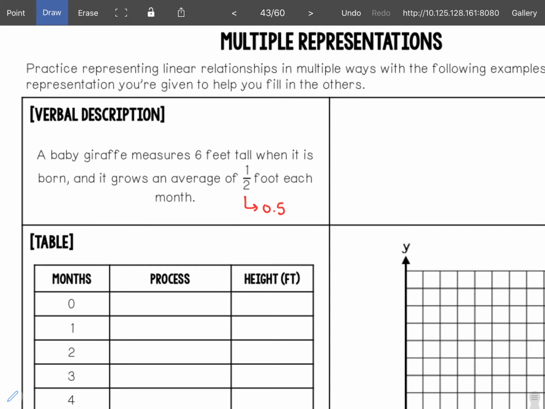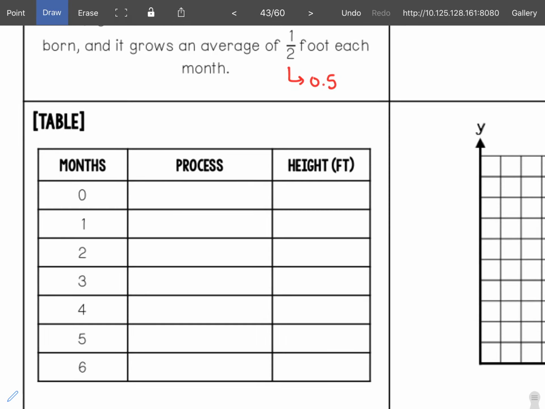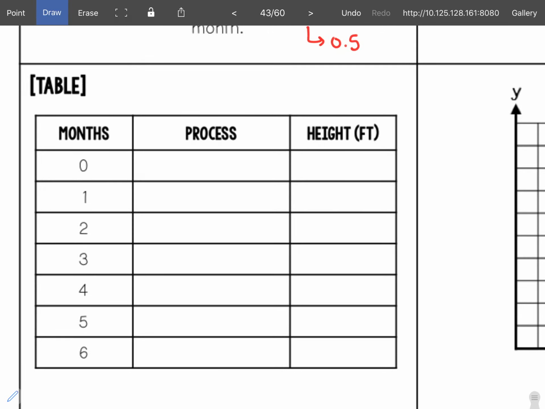It really doesn't matter which of these you do first, but maybe we'll just save the equation for right now. I think it might be easier to go to the table. If we look at 0 months, that's when it was born. What is the height of the giraffe when it was born at 0 months? 6 feet. So we're going to put a 6 over here.